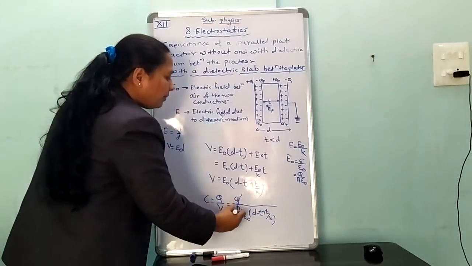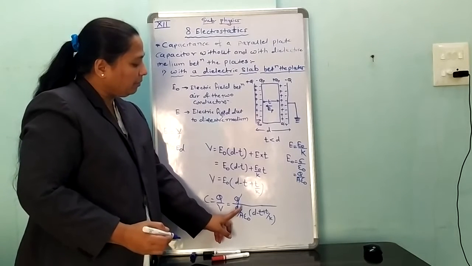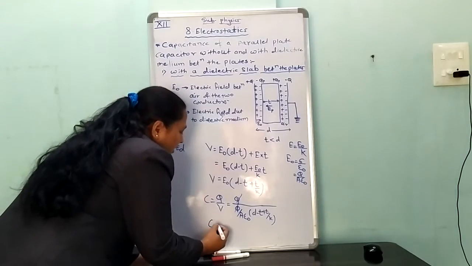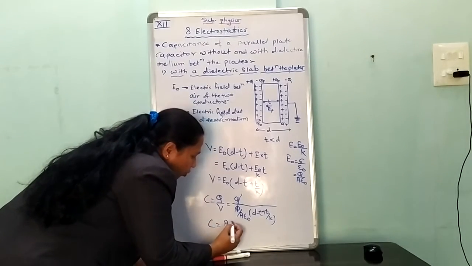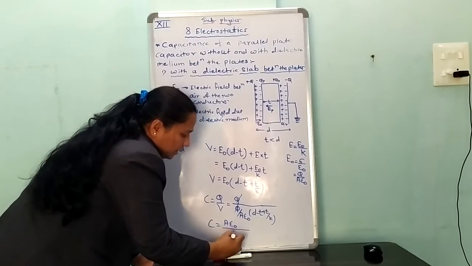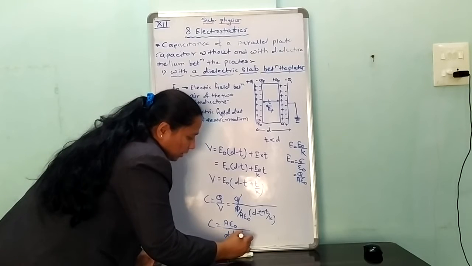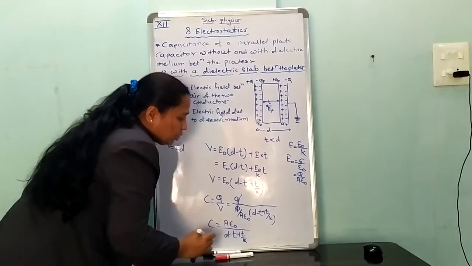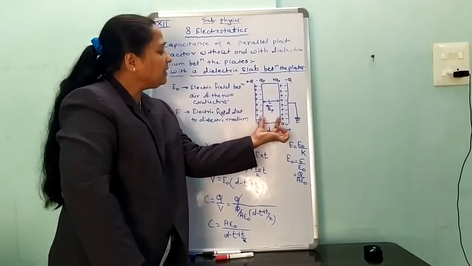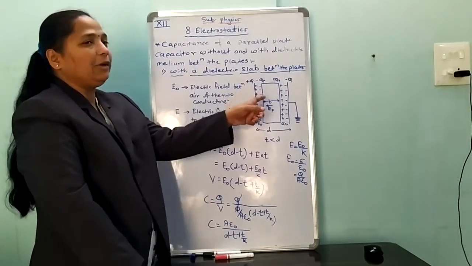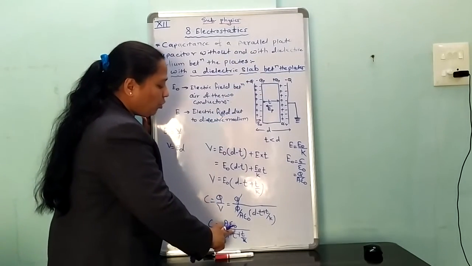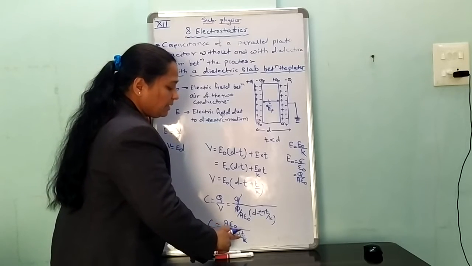Here Q gets cancelled, and in the denominator 1 upon A epsilon naught means C is equal to A epsilon naught upon D minus T plus T upon K, where D is the separation between the two plates, T is the thickness of the dielectric slab and K is the dielectric constant of that dielectric medium.